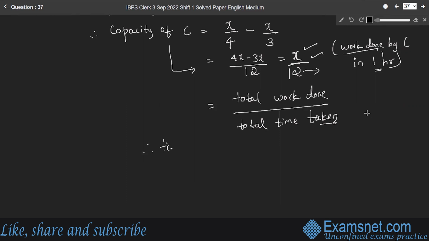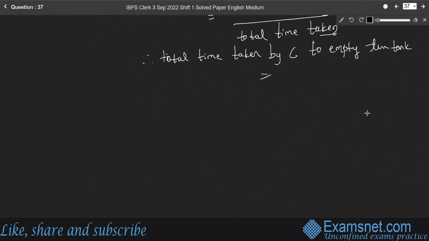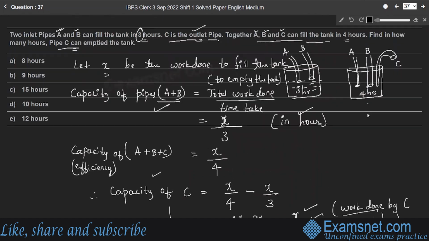So what is the work done here? In the case of C, it is to empty the tank, because it is given that C can empty the tank, right? Because C is the outlet pipe. Therefore, the total time taken by C to empty the tank is 12 hours. Therefore, option E is the right answer.